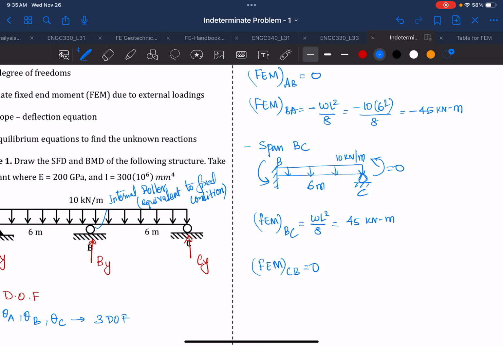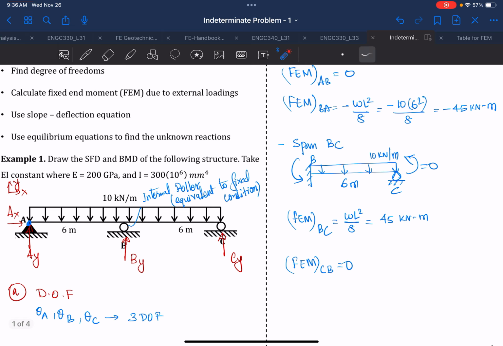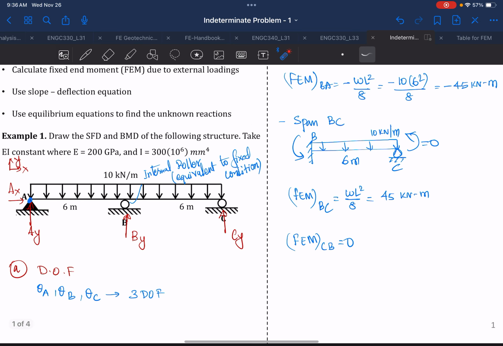Okay, so that's how we derive all the fixed end moments for each span, because remember that the joint has to be for a whole member, and there's going to be two joints, so that's why you have to divide into two spans, span AB and span BC, because that's where we have the support conditions. We have support condition A, support condition B, and support condition C. So we have span AB and we have span BC. Okay, so that's all about the fixed end moment.